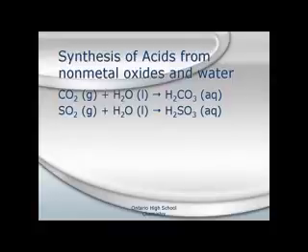In this next synthesis, we're adding a non-metal oxide to water, and we're going to form an acid. And non-metal oxides, when combined with water that form acids, are also known as acidic anhydrides. So you'll see that term later on in the course. So, the synthesis of acids from non-metal oxides in water.